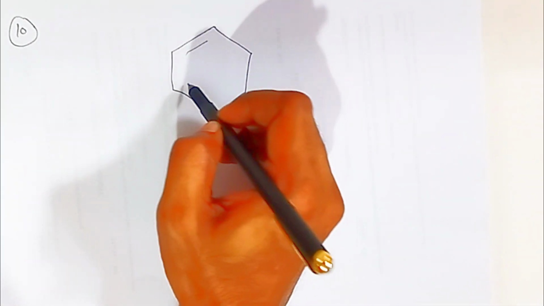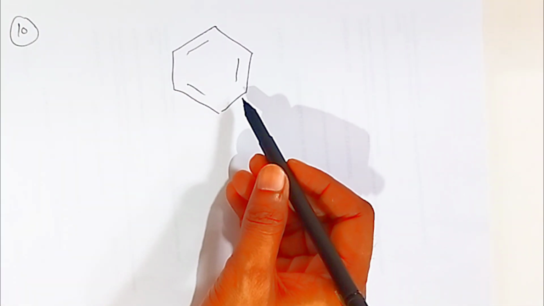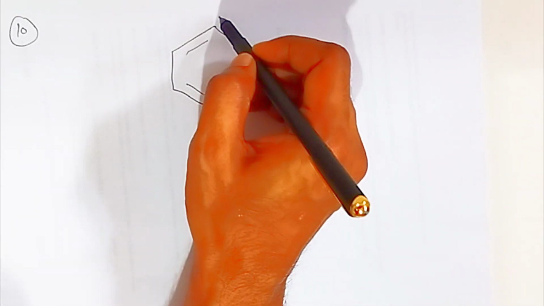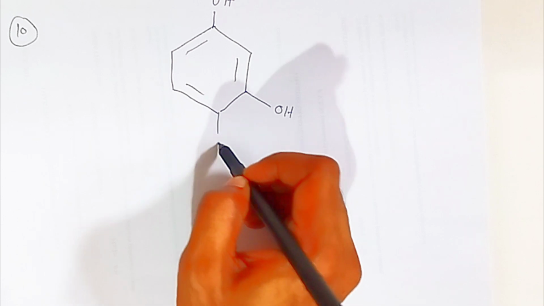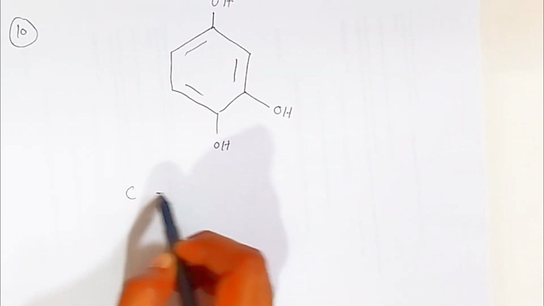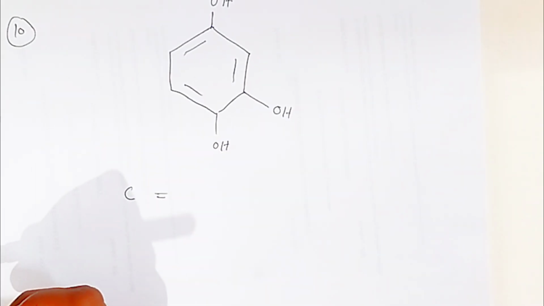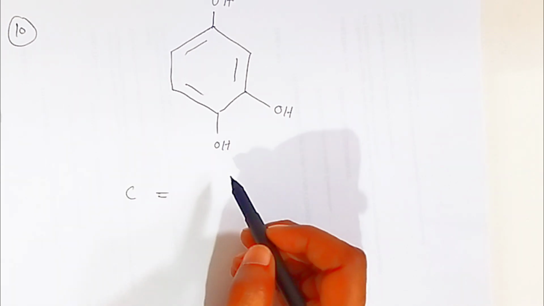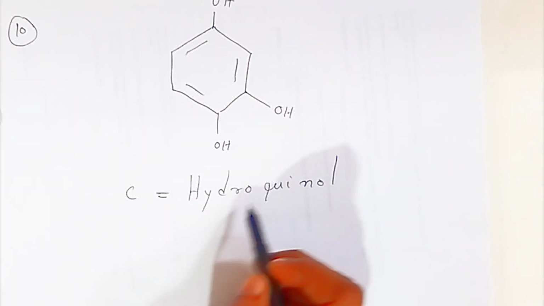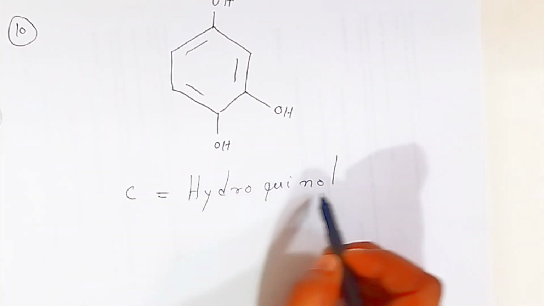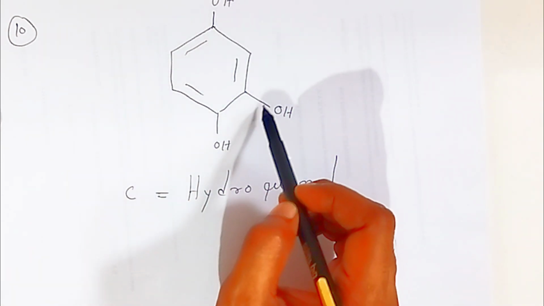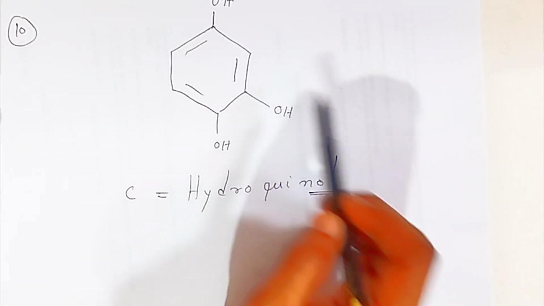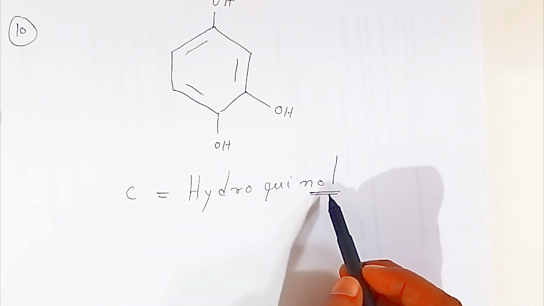Here also, students, when 3 hydrogens of benzene are replaced by 3 hydroxyl groups, but the arrangement is like this: 1 hydroxyl group here and the other 2 hydroxyl groups at adjacent positions. So what will be the name of this compound, students? This compound we call hydroquinol. Students, mind well, this is not hydroquinone, this is hydroquinol. Understanding, students? If 1 hydroxyl group is like this and 2 hydroxyl groups are adjacent to each other, we call it hydroquinol.